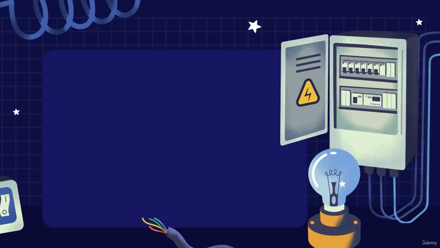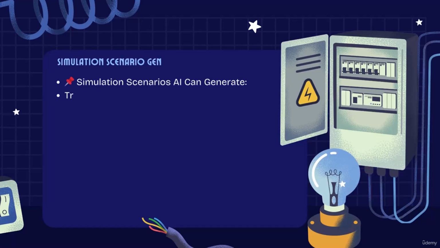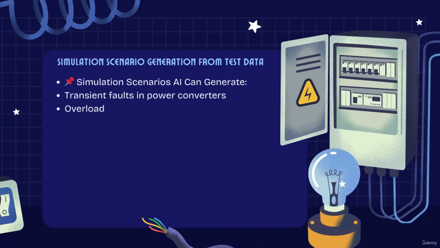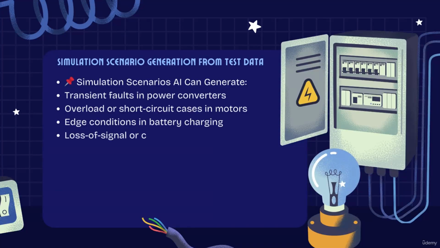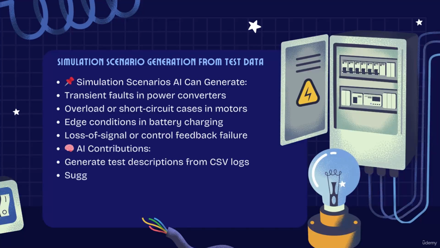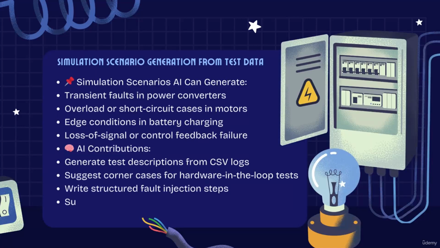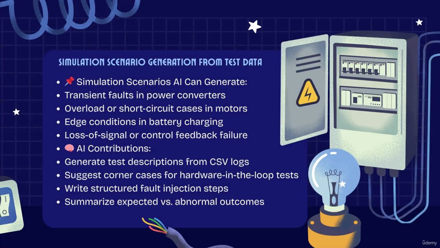sweeps. In electrical engineering simulations, edge cases and fault scenarios play a critical role in validating robustness. Whether you're stress testing a motor drive, triggering overvoltage in converters, or injecting faults into power system simulations, scenario generation is both complex and vital. Generative AI can automate this process by reading test data, identifying failure points, and generating plausible what if scenarios, test matrices, or simulation directives. This creates a fast lane for experimentation in tools like Simulink, MATLAB, or COMSOL.